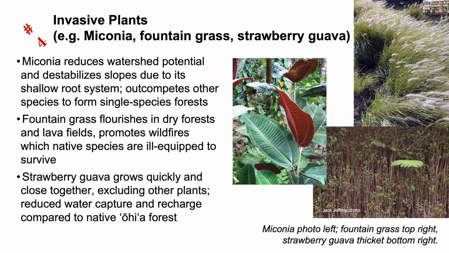Invasive plants. A lot of folks on the line right now are working on invasive plants. These things like miconia, fountain grass, strawberry guava are so widespread that there is no way you can manage it. And these are causing not just harm to biodiversity, but they're harming ecosystem function. They're reducing the amount of water that goes into the watershed. They are making the forest less resilient. They are capturing and holding less carbon.